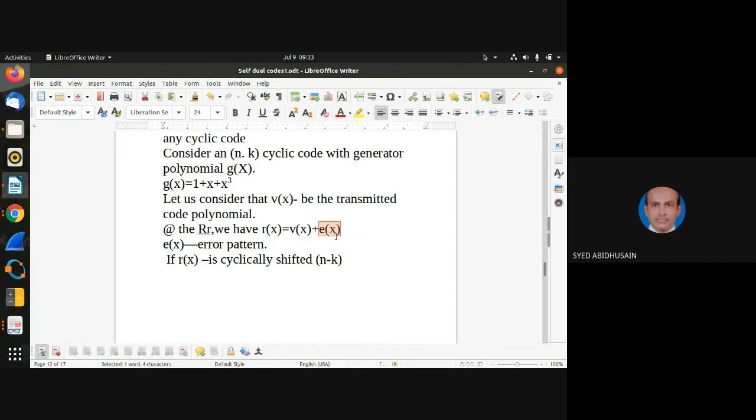So once we add, that is what I received, r of x. In case of Galois field operations, there is no subtraction, there is always addition only. For that reason, if I shift e of x to the LHS, it will not be r of x minus e of x. It will be r of x plus e of x only. Remember this.